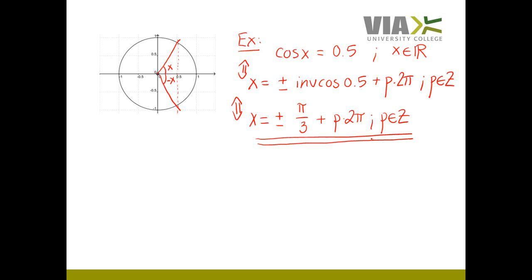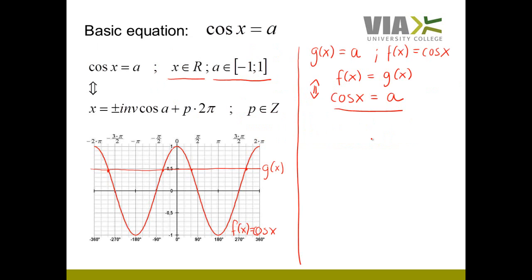So if we look up at the general picture here, then we see that if we have a basic equation called cosine x equals a, where we have the restriction that a has to be in between minus 1 and 1 for this equation to have solution, then we can generally say that the solution is x equals plus minus inverse cosine a plus p times 2 pi, our period, where p has to be part of our integers. So that's how you solve the basic equation cosine x equals a. In the next videos, we will look into how we solve the basic equation sine x equals a and tangent x equals a.